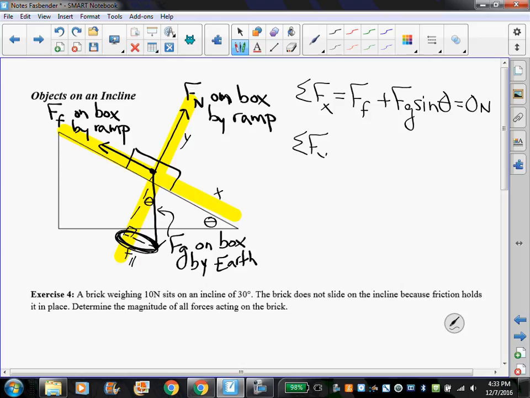If we write a net force equation for the y direction, we've got the normal force in the y direction, and then we've got this perpendicular component of gravity. To describe that leg of the triangle, we would do Fg cosine of theta. And again, because our object is not moving, we know that those things have to add up to be 0.